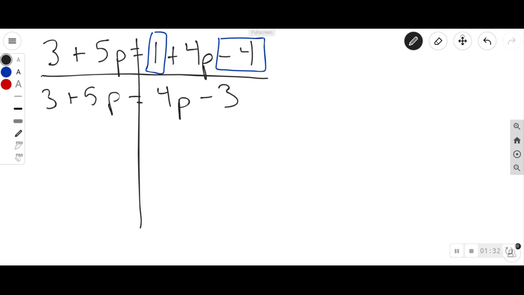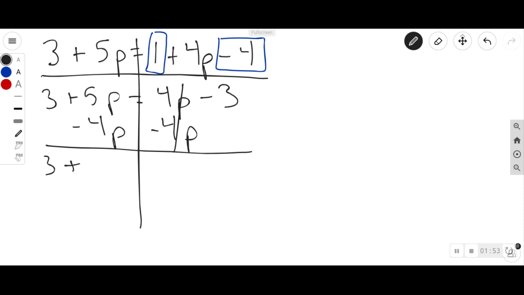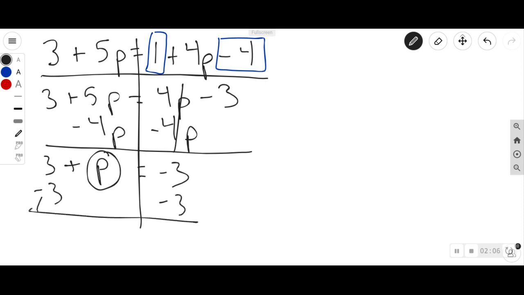Now I look for variables on both sides. That's the order I was going: distributive, combine like terms, variables on both sides. I see that there is a p on each side, so I'm going to move the 4p from the right to the left. Doesn't have to be that way, but it usually helps. So we have a p left over and negative 3. Now I'm down to a two-step, or in this case a one-step equation. I only need to move that 3 from the left to the right. So p is equal to negative 6.